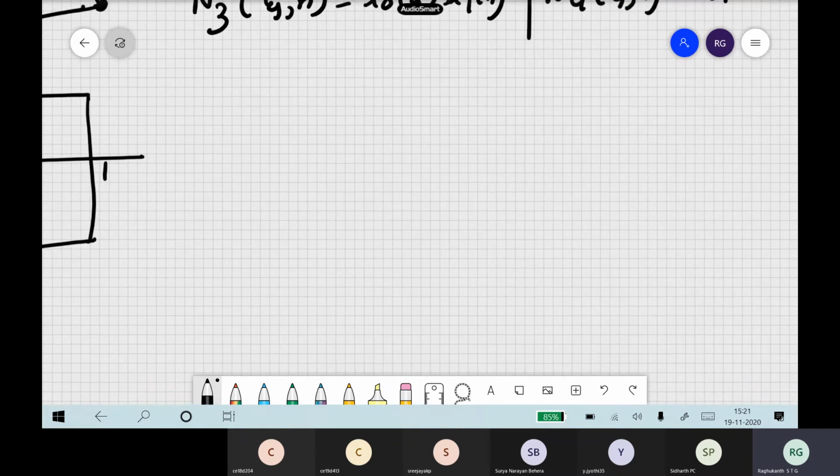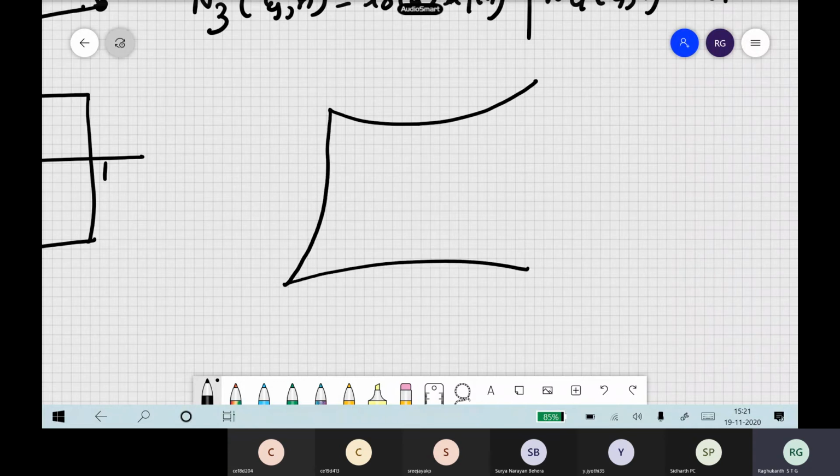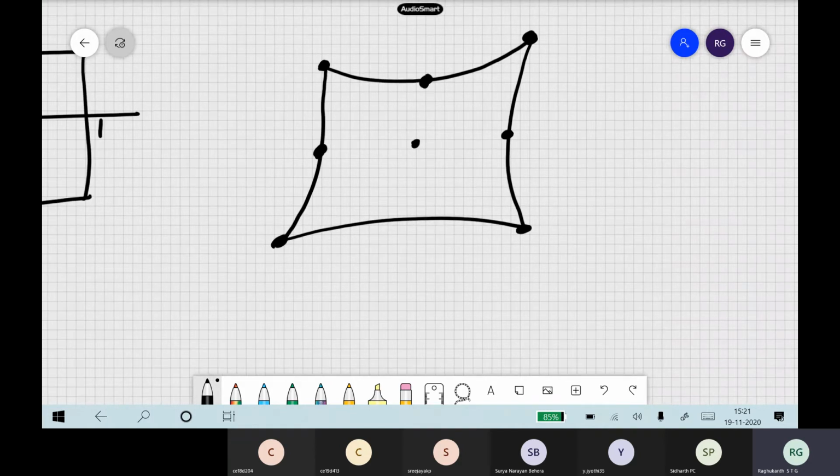Now suppose I incorporate a higher number of nodes. For example, my element is like this. I have 4 nodes at the corners, then I also include one more node at each side, and a node at the center of the element. Now how many nodes are there here? Now it's 9. In 2D, a total of 9 nodes are there.